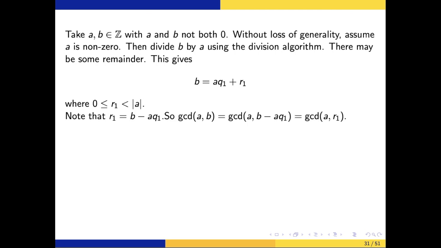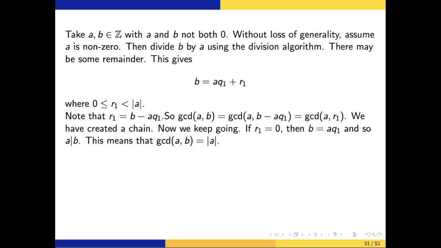So you can say that the GCD of A and B is equal to the GCD of A and B minus AQ1, but that is nothing but the GCD of A and R1. In other words, we have created a chain. We have created an equality between the GCD of A and B and the GCD of A and R1, the first remainder. And we keep going. If R1 is 0, then B is equal to AQ1, and so A divides B. And this means that the GCD of A and B equals mod A. But if R1 is positive, then we continue.